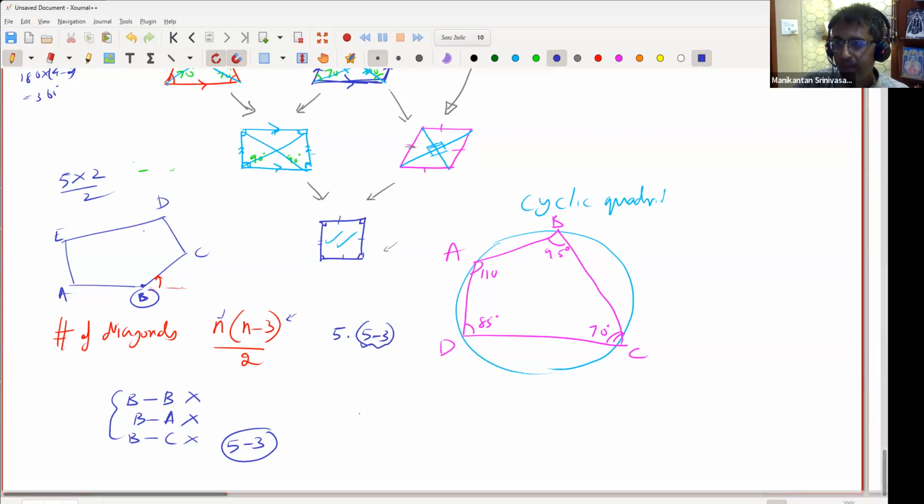From B, I could draw 5 minus 3 diagonals. From A, I could draw 5 minus 3 diagonals. From C, I could draw, and so on, right? So the total number of diagonals I can draw would be 5 times 5 minus 3.